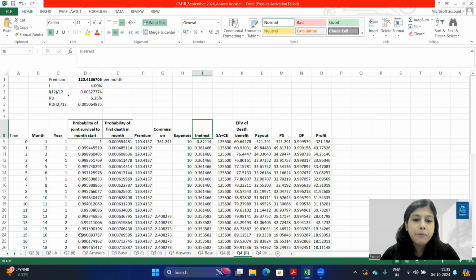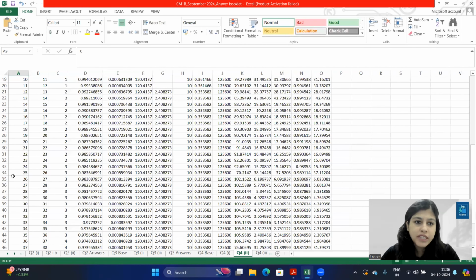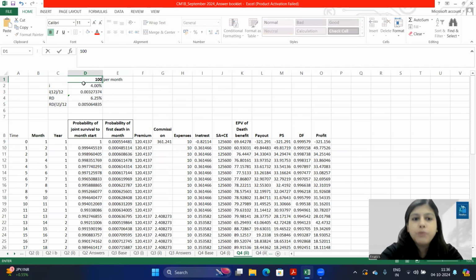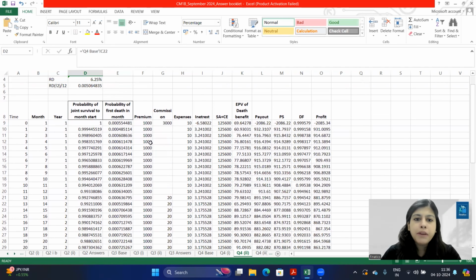So for the gross annual premium, time is given, month is given, year is given. I kept time from 0 so as not to make a mistake, so going from 0 to 47 for premiums. Probability is given, and these two we have already calculated. We assume the premium. Say I assume the premium to be 1,000 per month. So the premium becomes 1,000.